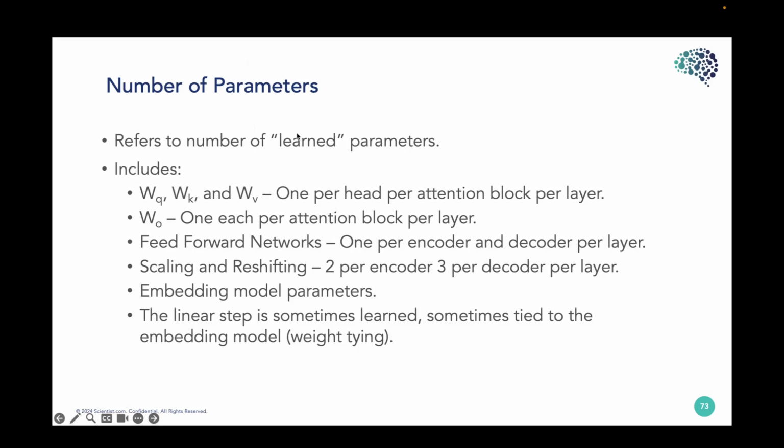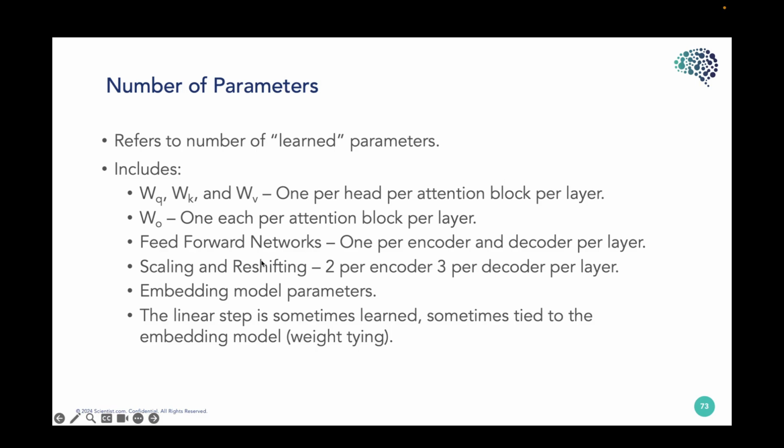These parameters refer to each of the basically numbers inside of the transformer that it has learned. So every WQ, WK, WV matrix, every value inside of that matrix is a parameter. You have one of those matrices per head, per attention block, per sublayer, per layer. That's a lot of different parameters. You've got WO, which is the matrix that you multiply the output of the attention block by. You've got weights for all of the feed-forward networks.